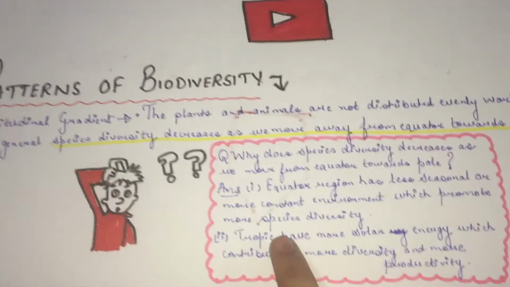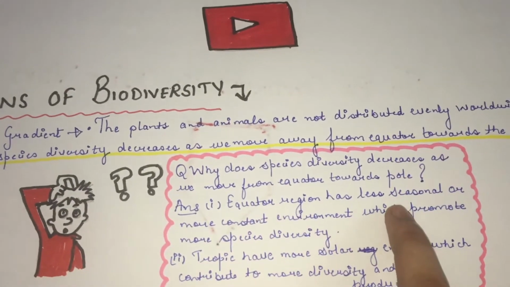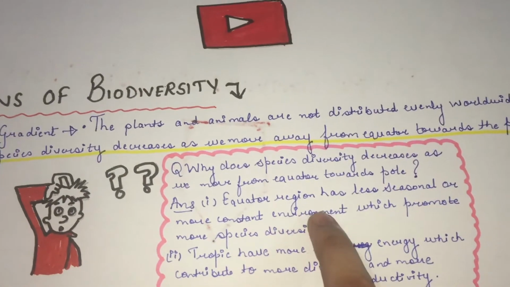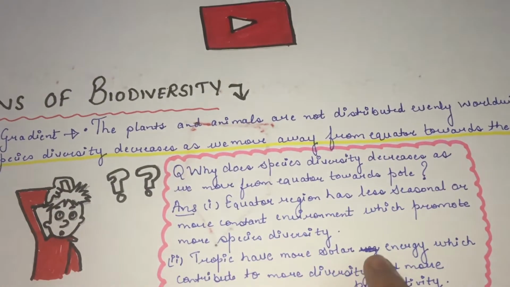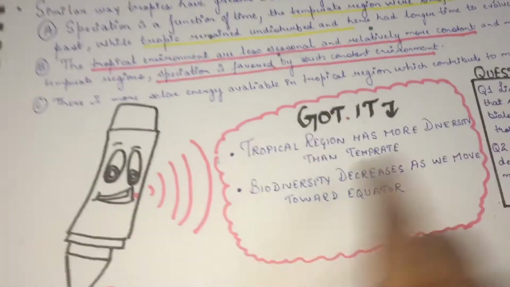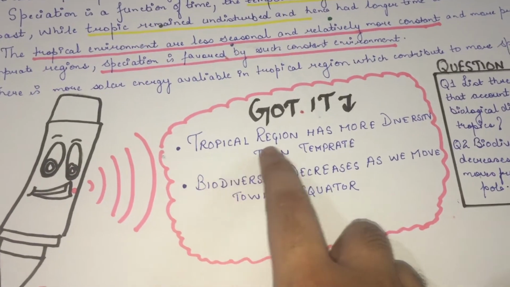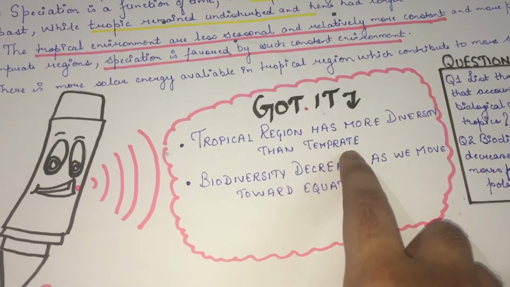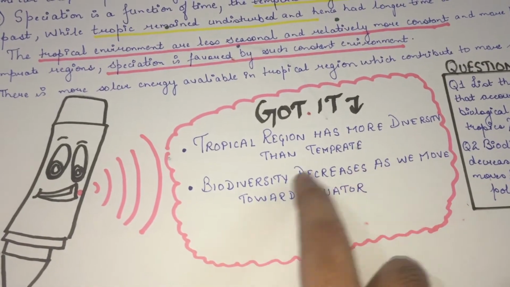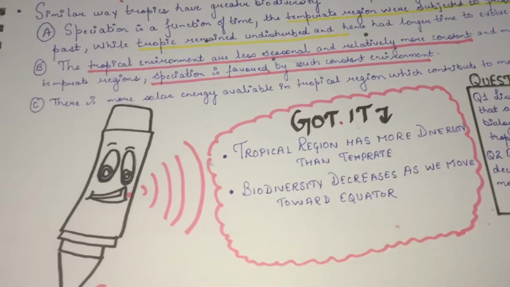have written here. Equator, it has less seasonal or more constant environment, and tropics, they have more solar energy. So I hope these 2 points are clear, that tropical region have more diversity than temperate, and biodiversity decreases as we move from equator towards pole.